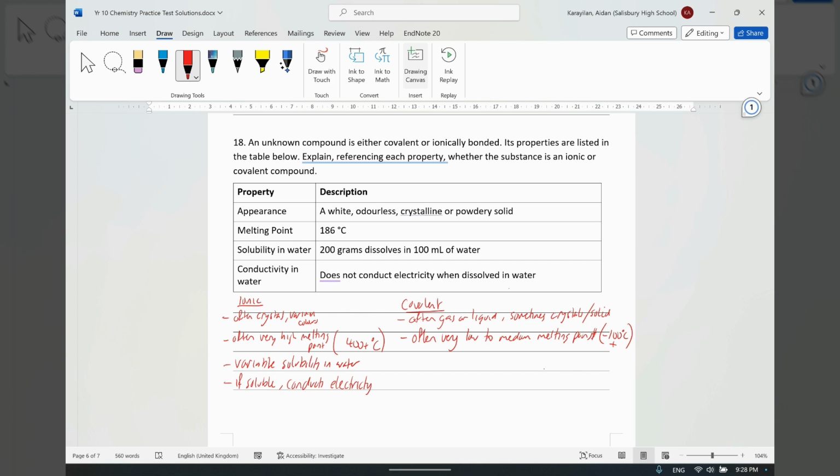Now, solubility. Again, they have variable solubility. There is a reason for this solubility, but it's not really important. Some of them do dissolve, some of them don't. But the key thing here is they do not conduct electricity when they do dissolve.